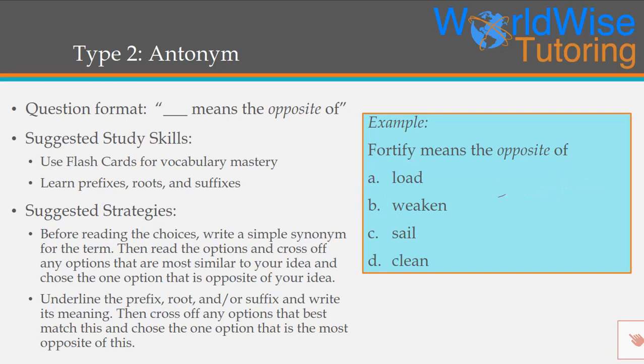If you don't know the word, you can use your knowledge of prefixes and suffixes, and you can underline what you do recognize. I see in this word fortify the prefix fort. I know that forts are used by military for protection from the enemy troops. So fortify could mean to protect. Now I'm going to cross off any options that best match this. I don't really see any that best match it. Maybe load. And I'm going to choose the one that is the most opposite. The opposite of protect would be to weaken.